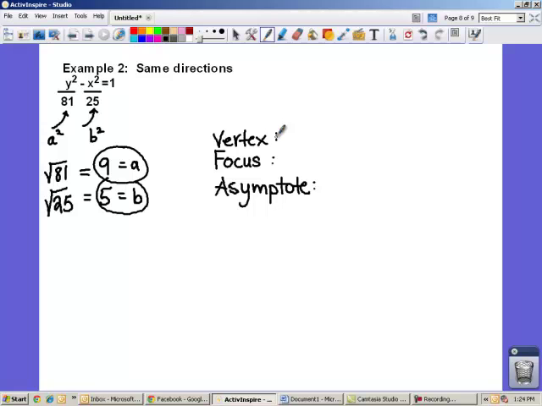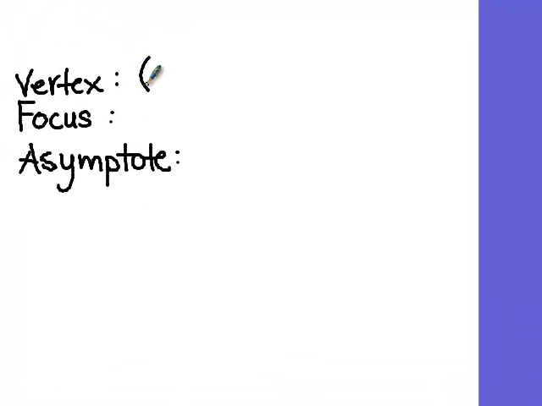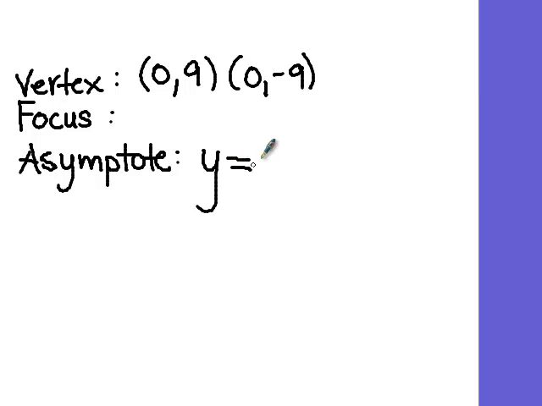All right, now the vertex for this is going to be the same because notice the y squared is still positive. That means we're going to do the vertical. So we're going to have 0, a, which is 9, and then 0, negative 9. The focus we're going to figure out in a second here. The asymptote I can go ahead and do. It's going to be y equals plus or minus a over b, so 9 over 5.